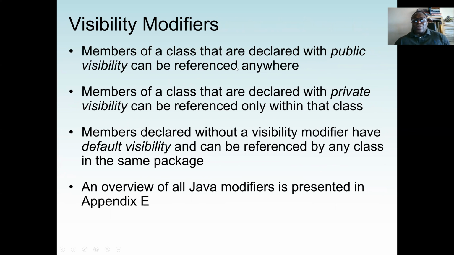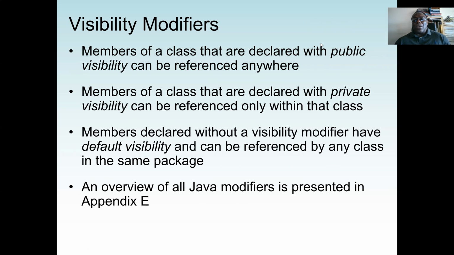Members of a class that are declared with public visibility can be referenced anywhere, as we said earlier. Referenced anywhere means they can be accessed anywhere in the program. Other classes can have access to it and see it. Members of a class that are declared with private visibility can be referenced only within that class. So this is private, highly secured.